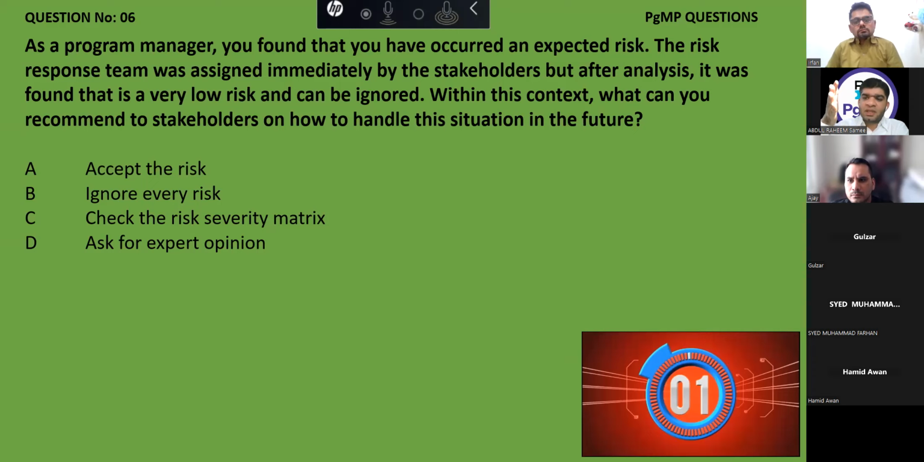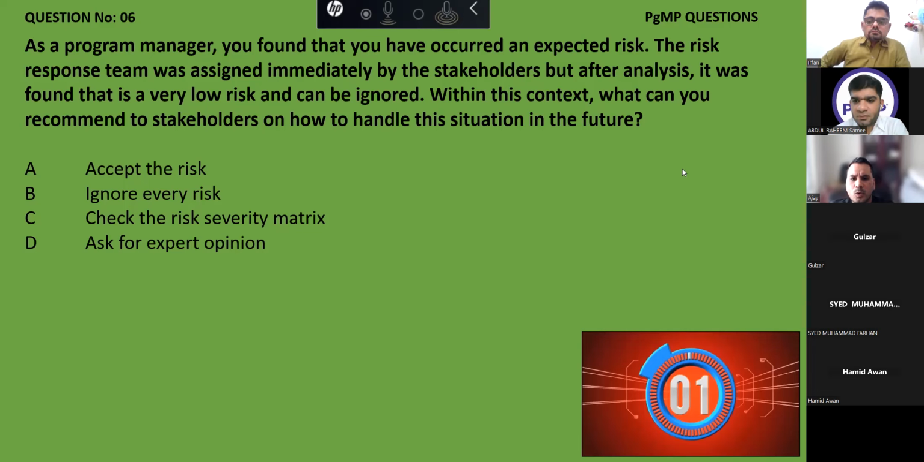As a general principle, first you identify the stakeholders, then you analyze the stakeholders, and then you make a stakeholder engagement or management plan. The same is the sequence in risk. The first step is risk identification. After identifying the risk, we write it in the risk register, then we analyze the risk, and then we go for the risk response plan. So in this case, the first thing is to check the risk severity matrix.